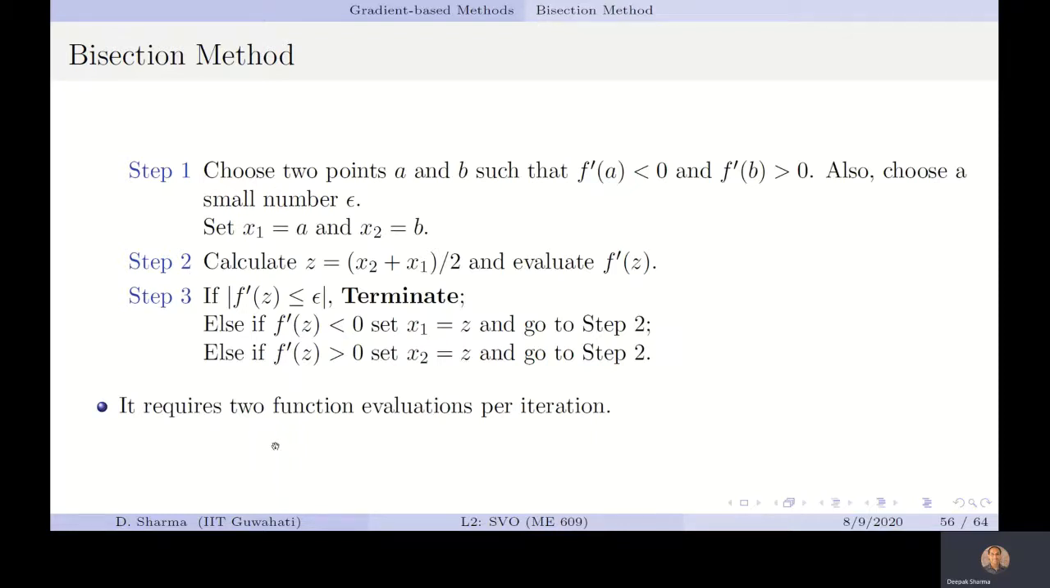Just make sure that it requires two function evaluations per iteration. Why? Because we need to calculate the derivative at z only, and as I showed in one of the slides, if you calculate the derivative numerically, you need two function evaluations. You may be wondering how to choose points A and B such that these two conditions are satisfied. If you use any bracketing method, it will be able to give you this A and B, so you choose accordingly.